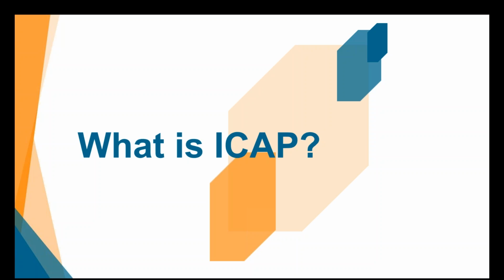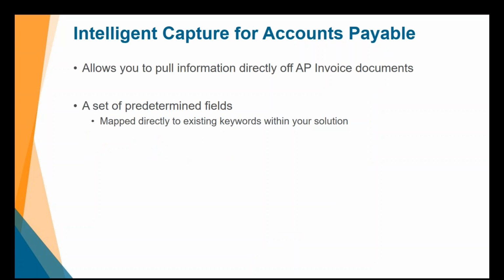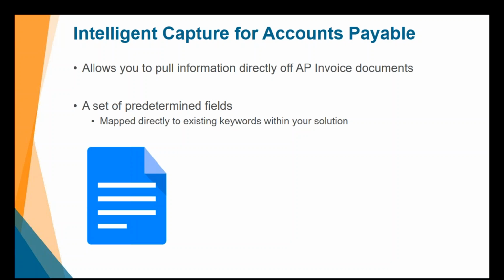All right, so what is ICAP anyway? Well, it's intelligent capture for accounts payable. The intelligent capture process is part of the overall OnBase scanning process and is essentially just an additional step within a scan queue. ICAP allows you to take your AP invoice documents and pull information directly off of those images and bring that information within your solution.